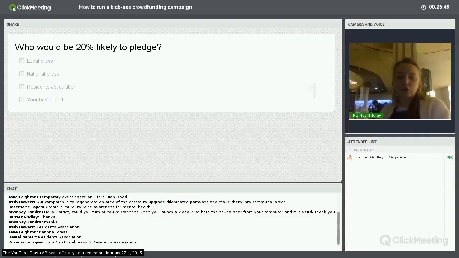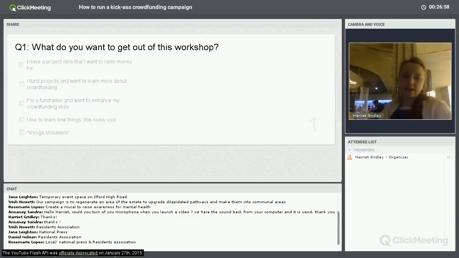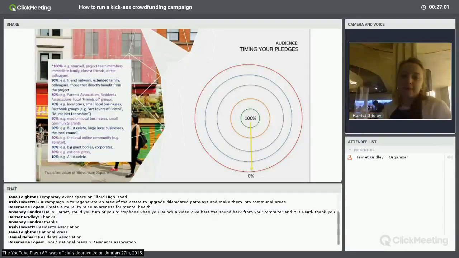Okay, brilliant. So I think the majority of you think that the Residents Association would be 20% likely to pledge, and secondarily the national press. So crowdfunding and running a successful crowdfunding campaign is based entirely on crowd psychology. Now, if you imagine you're in a room with 50 people and one of them runs out the room, you're not going to run after that person. You're going to think, oh, why are they running out of the room? But if then 5 other people run out of the room, you're going to start to think, should I be going with that group of people?